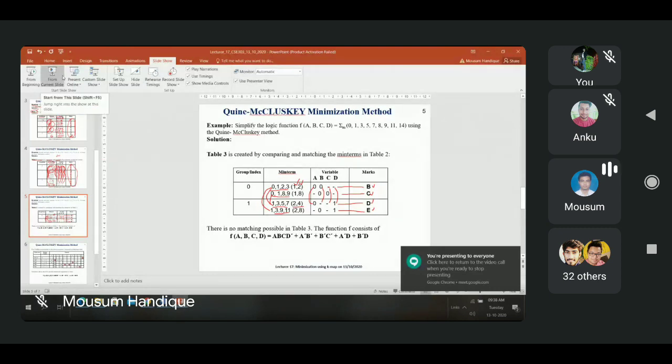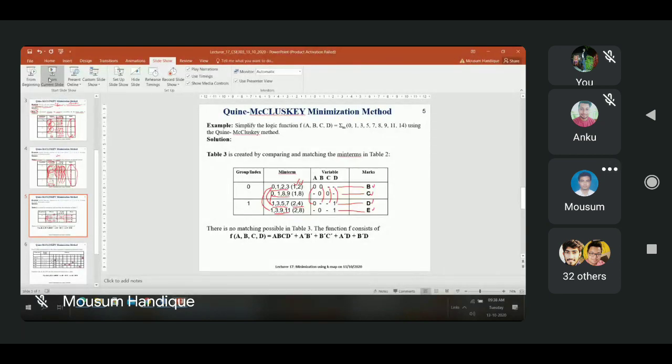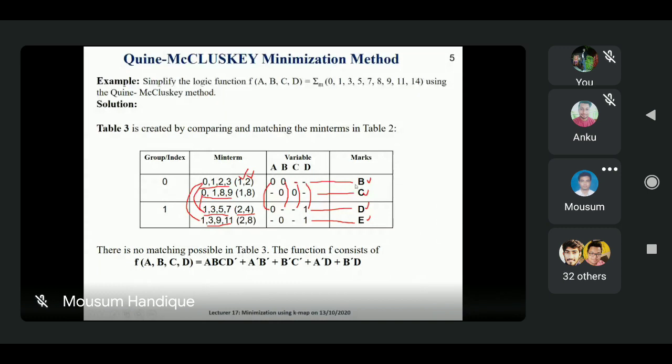Is this the class representative? Class representative? Is the class representative present or not? No, sir.